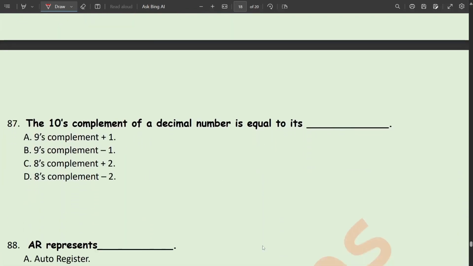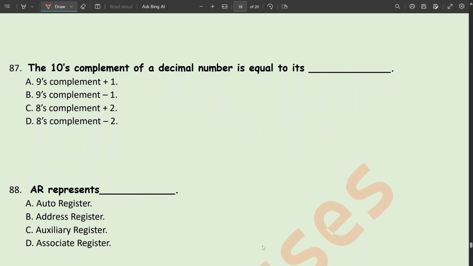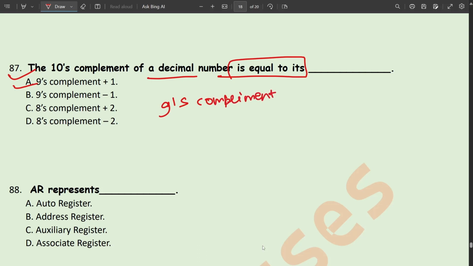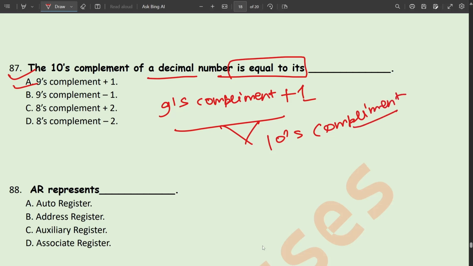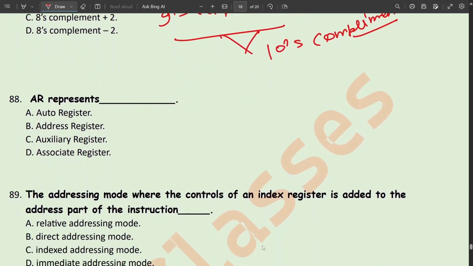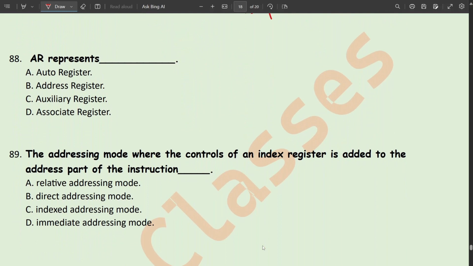Next, 87, the tens complement of a decimal number is equal to, option number A is correct. Nines complement, then you add 1, then it will become tens complement. Next, AR represents, AR represents what? Option number B, address register.